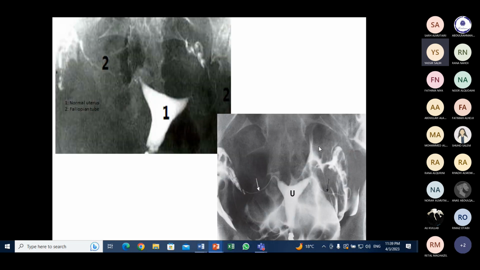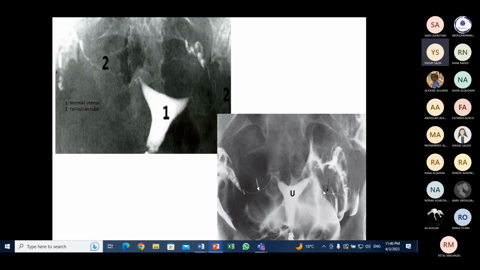Also this is a normal HSG. Notice this is the catheter, the cannula at the external uterine os, then we inject the contrast. The cannula is connected to the syringe, and the syringe contains the contrast. We push the contrast to fill the uterine cavity, then the contrast goes through the tube. Notice the contrast spilling freely, which means there is free spill, so this is normal.